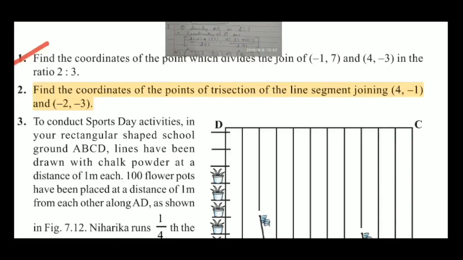In this question also we will find the coordinates. The statement of this question is: find the coordinates of the points of trisection of the line segment joining two given points. The coordinates of the first point are (4, -1), and the coordinates of the second are (-2, -3).